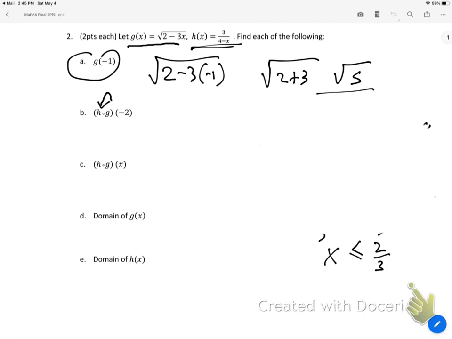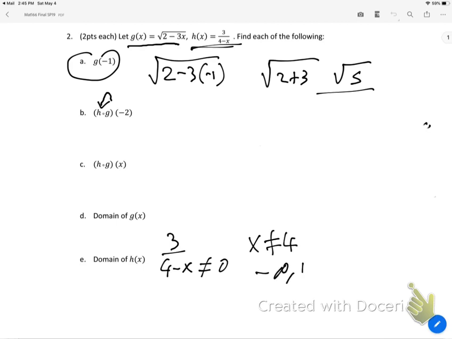Finally, the one at the bottom here. The domain of h of x. Remember, you cannot divide by 0. Okay, this cannot be 0. What can you see? X cannot be 4. Okay, from that you can't have 4. So negative infinity to 4, and then 4 to infinity in interval notation.